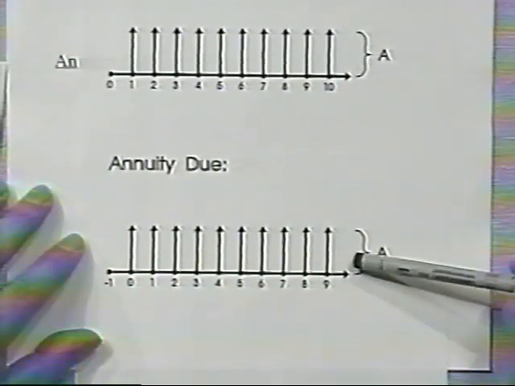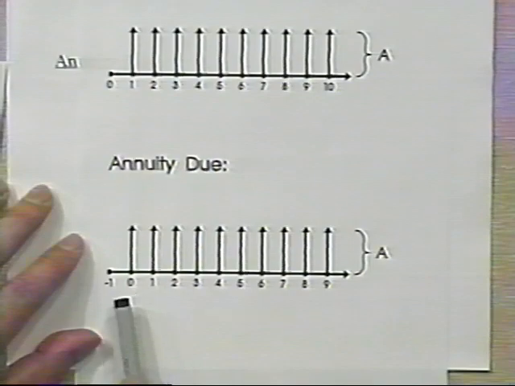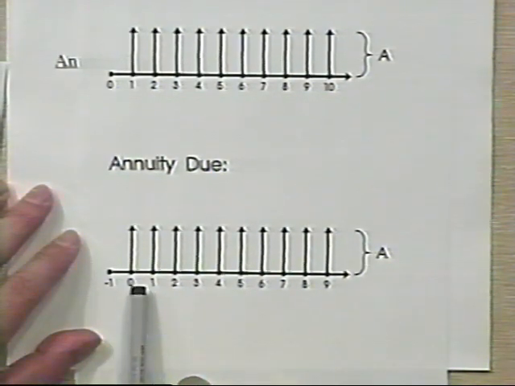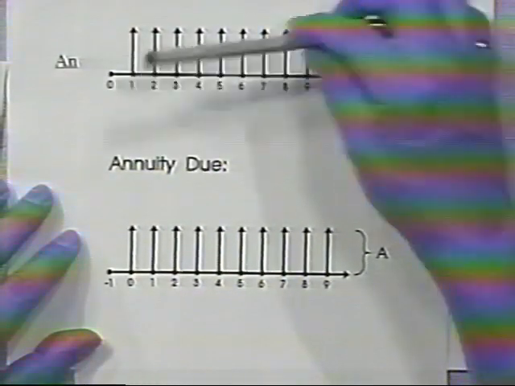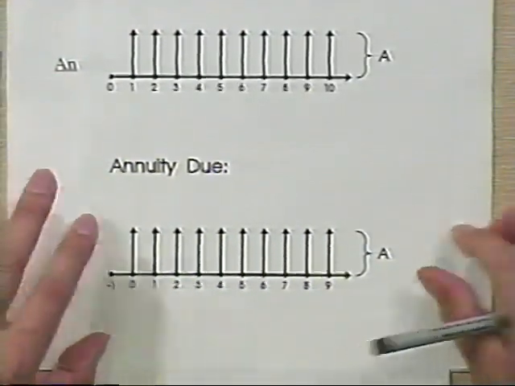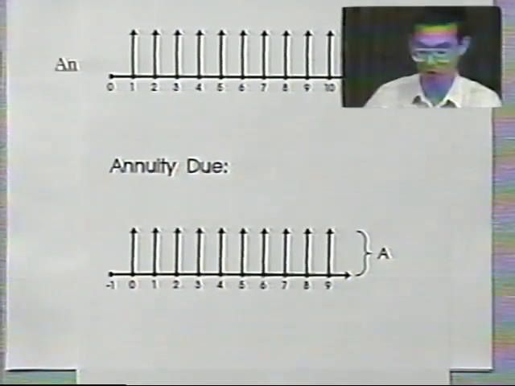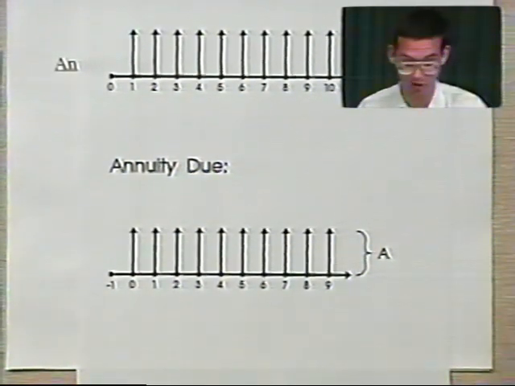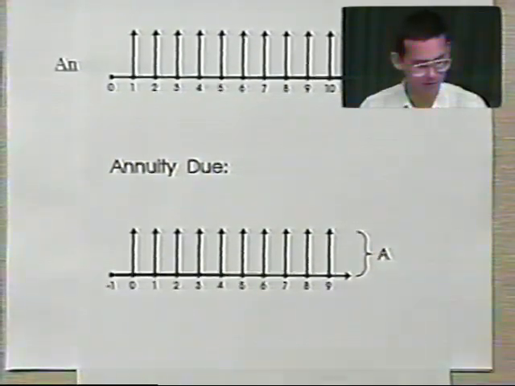The appearance is exactly the same. The only difference is, with an annuity due, the first payment happens now, at the beginning of year one, or if you like, at the end of year zero, as opposed to at the end of year one with the standard annuity. And this happens often enough that it's worthwhile recognizing specifically how to deal with this situation. And I'll give you an example problem.